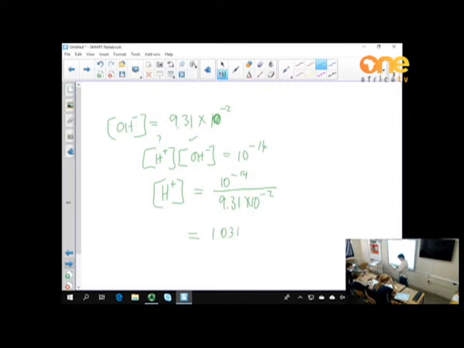1.031. Okay, but that is the hydrogen. What was the question? What is the pH? Oh, we want the pH. So we've got the hydroxide ion concentration. Okay. So the pH, that is going to be 14 minus 1.031, 12.97. Any questions there? Okay. And number 9.